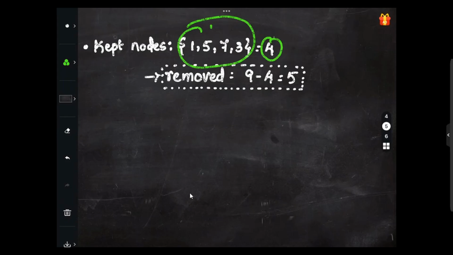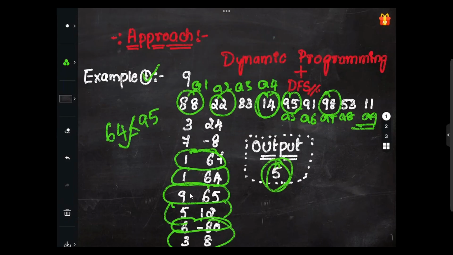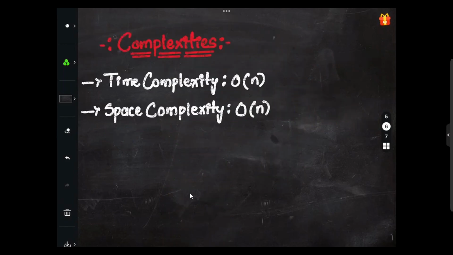4 means the number of kept nodes, 1, 5, 7, 3, is 4. So total we have 9. We will compute total nodes minus kept nodes, right? So 9 minus 4 we will get output 5 basically. So the output that we got here is 5, which is equivalent to the output that they have mentioned for example 1 within the question, right? So our approach works absolutely correct in this case.